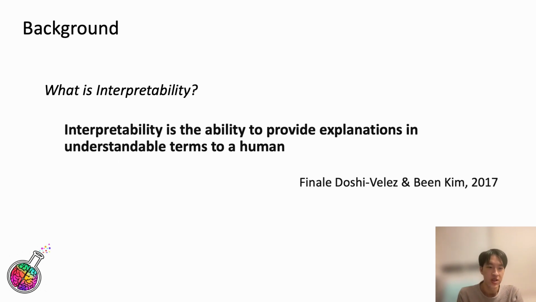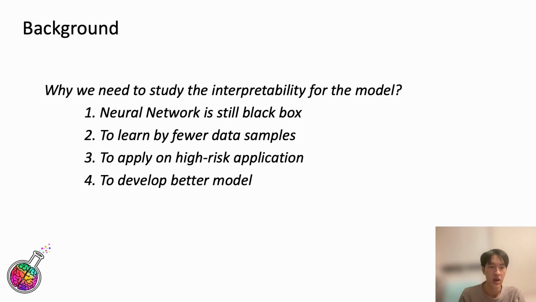First of all, what is interpretability? From Finale and Been's words, interpretability is the ability to provide explanations in understandable terms to a human. In other words, we need to use human language, or at least things that humans can understand, to describe how the neural network works inside.